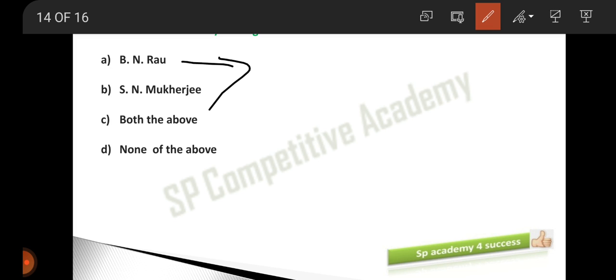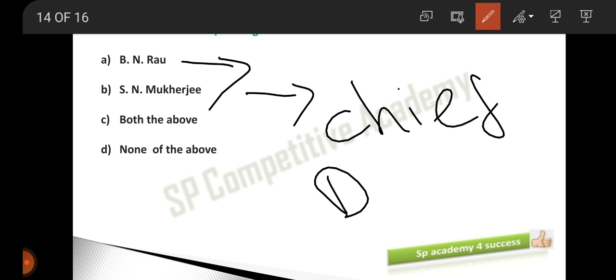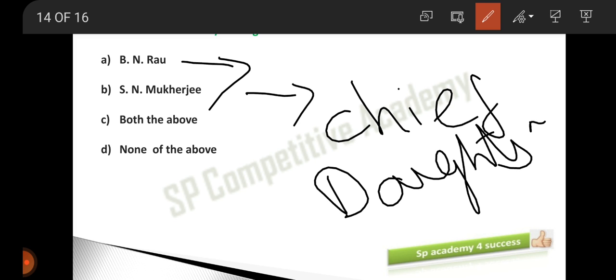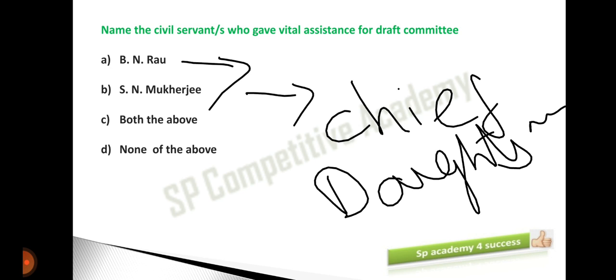Coming to S.N. Mukherjee. S.N. Mukherjee is a chief draftsman. In this draft committee, S.N. Mukherjee was the chief draftsman. Okay. And this is a person who had the ability to put complex proposals into a clear legal language. So he is the person who effectively put the complex proposals, complex words into a clear, legal, understandable language. That was the role of S.N. Mukherjee. And both of them are the civil servants who were there in the Constituent Assembly. So the answer for this is option C.